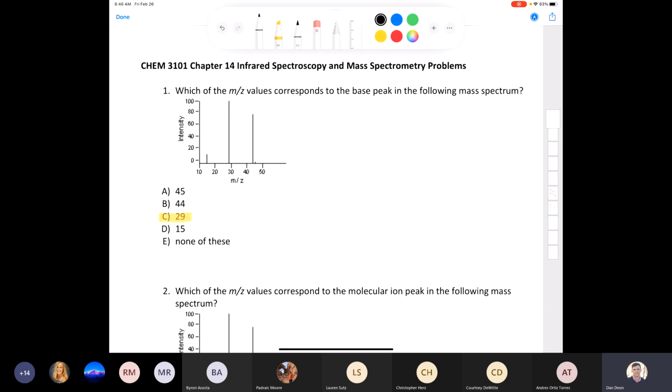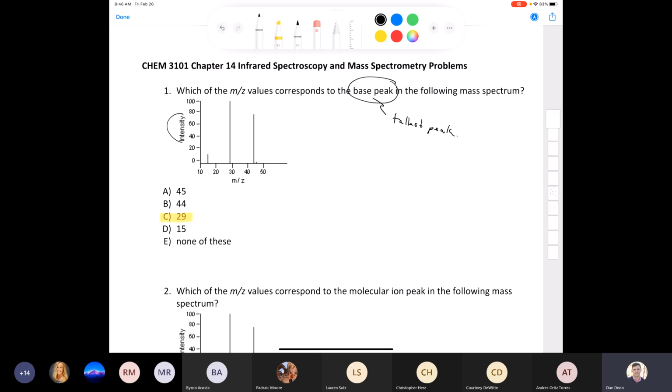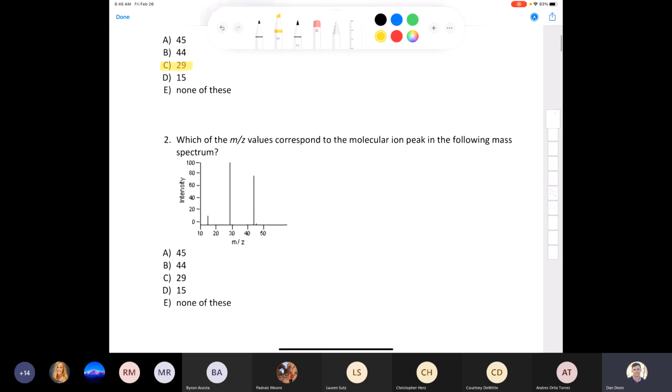Remember, the base peak in a mass spectrum is the tallest peak, which we assigned a relative abundance of 100%. And since this is the tallest peak right here, what's the only logical answer? It's below 30 and it's greater than 20. So the only possibility is 29. Okay, let's move on to the next one.